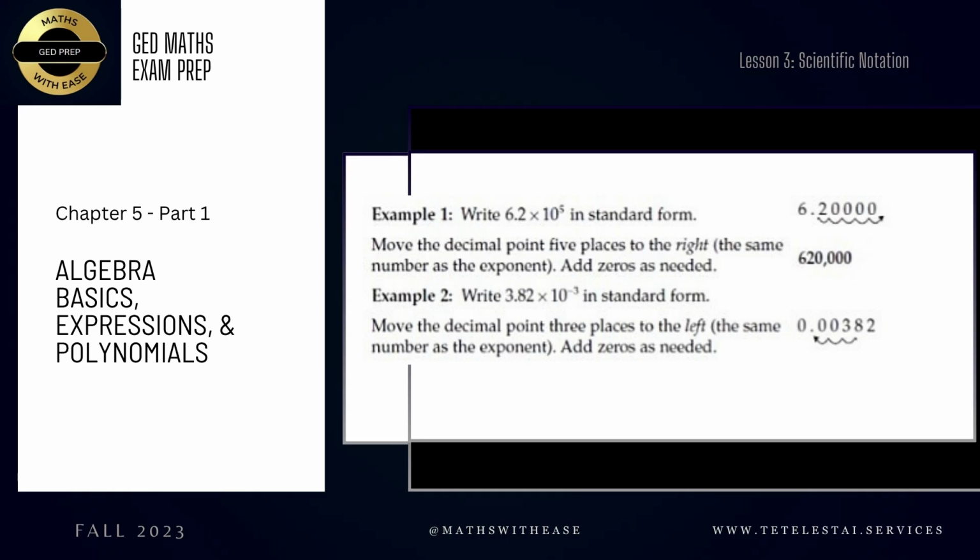Dealing with exponents that you have to write in standard form, just remember that, again, if your exponent is positive, you move your decimal point over to the right by the same number of places in the exponent. And if your exponent is negative, you move your decimal point over to the left by the same number of places in the exponent. Okay.